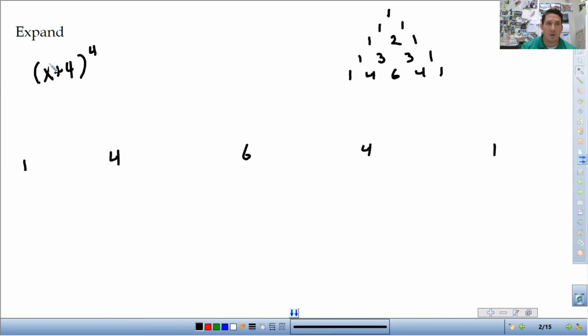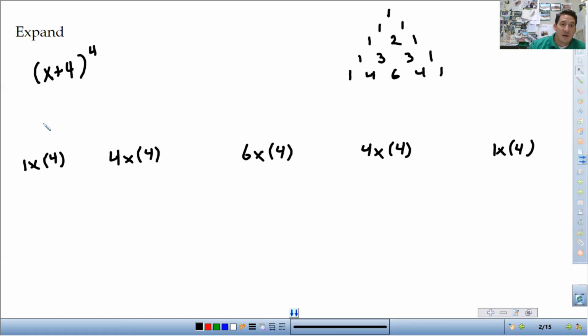Each number in here is going to get an x. So x, x, x, x, x, and then each term is going to get a 4. 4, 4, 4, 4, 4.